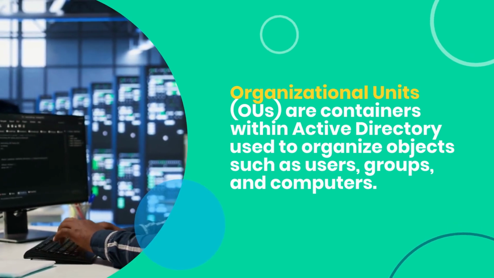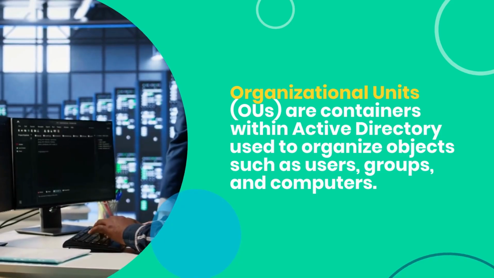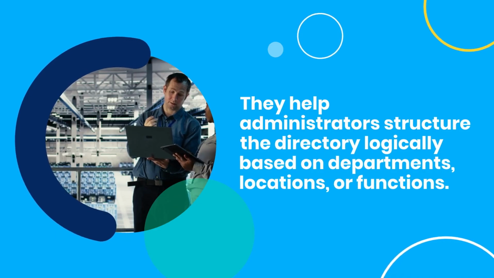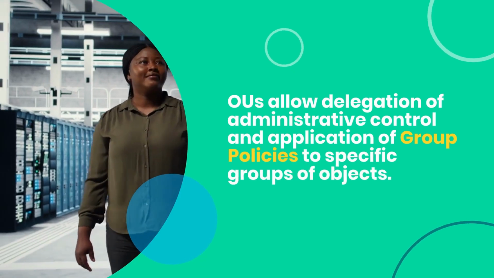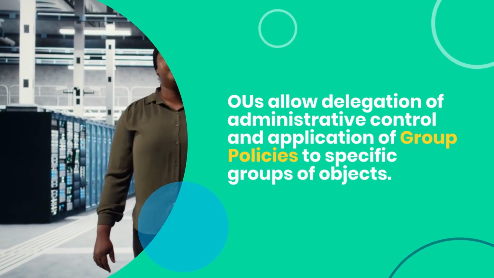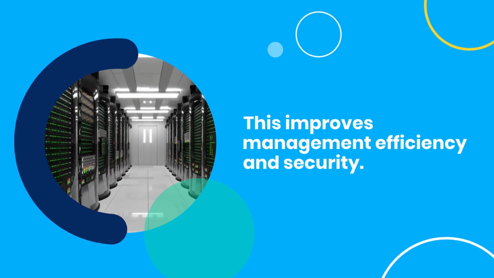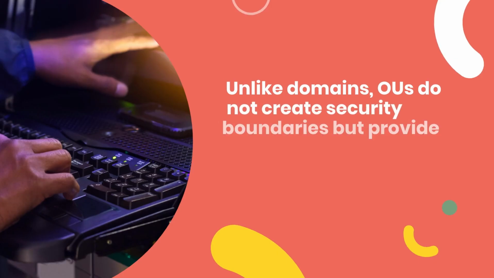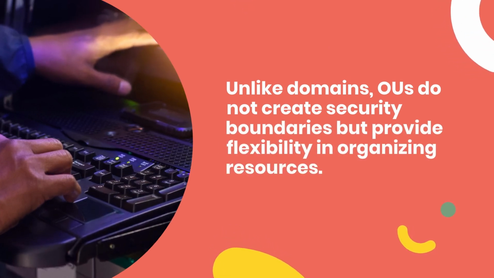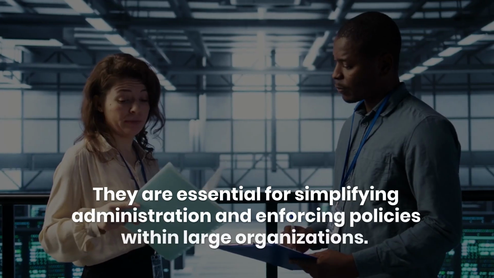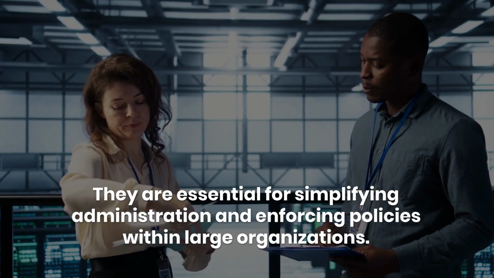Organizational units, OUs, are containers within Active Directory used to organize objects, such as users, groups, and computers. They help administrators structure the directory logically based on departments, locations, or functions. OUs allow delegation of administrative control and application of group policies to specific groups of objects. This improves management efficiency and security. Unlike domains, OUs do not create security boundaries but provide flexibility in organizing resources. They are essential for simplifying administration and enforcing policies within large organizations.